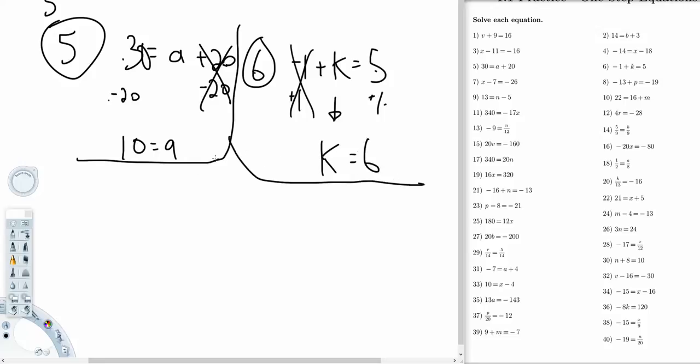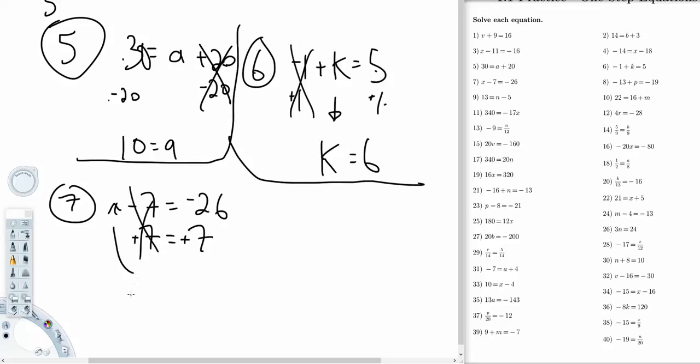All right, number 7 now. X minus 7 equals minus 26. So the opposite of minus 7 is just plain old 7. And we're adding 7 here, right? So I'll put the positive sign. So these buggers cancel. The x is carried over.